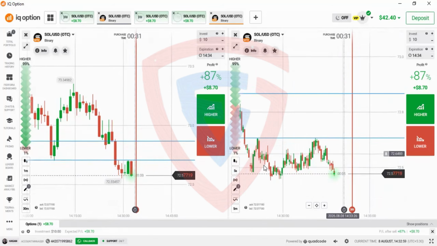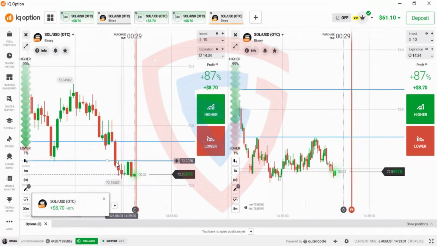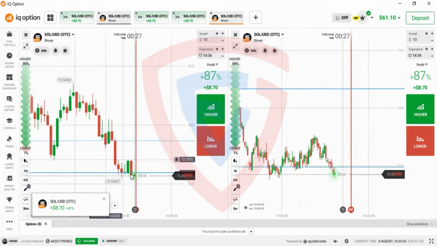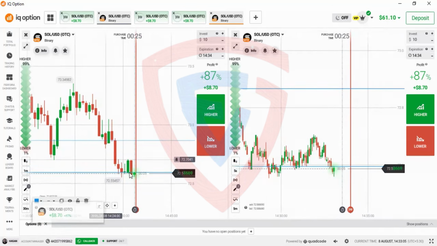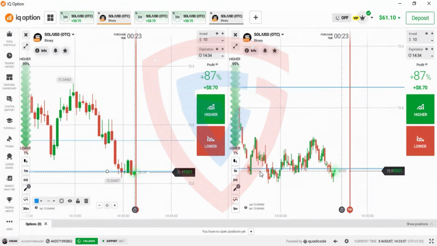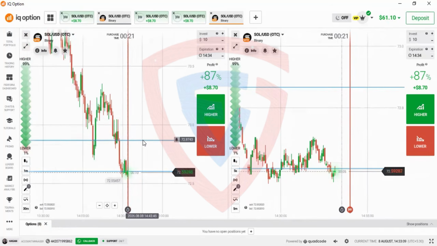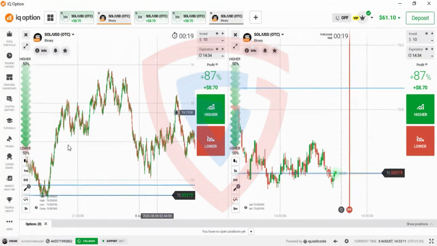So again it came back to the same buyer zone again. This area is a buyer zone. So I will show you here.